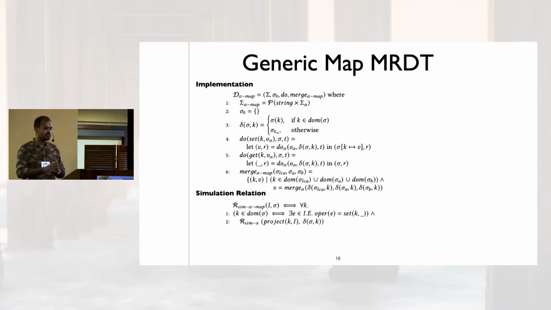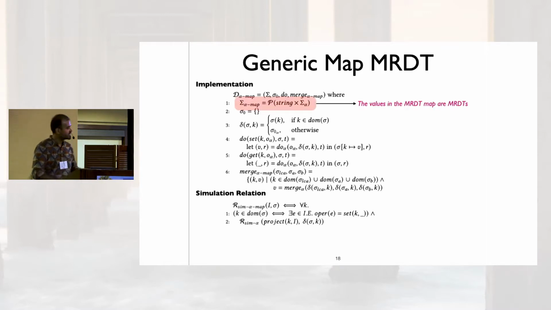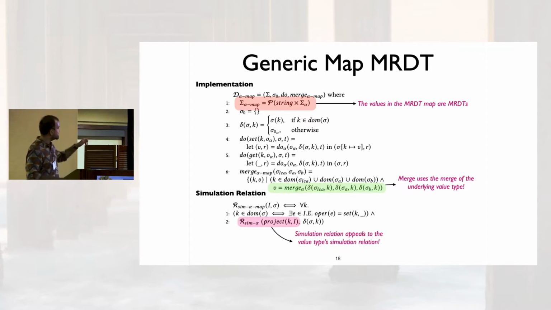So the implementation of this generic map is given here. There is a lot going on here. But the key idea is that the map itself is parameterized on the values of the map, which are themselves MRDTs, and the merge function of the map appeals to the merge function of the underlying data type, right? And the simulation relation appeals to the simulation relation of the underlying data type. So I'm ignoring a lot of detail, but what is happening here is that you prove this map once and for all, right?